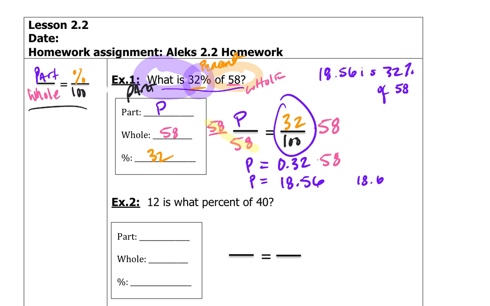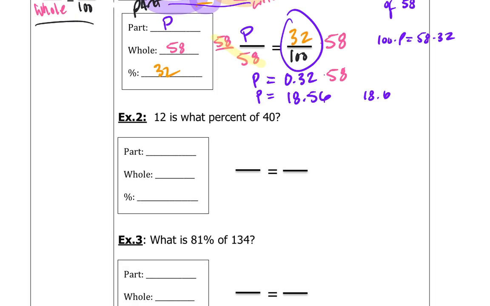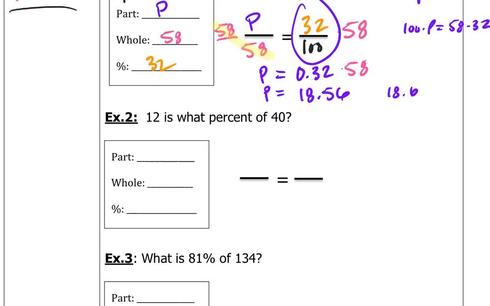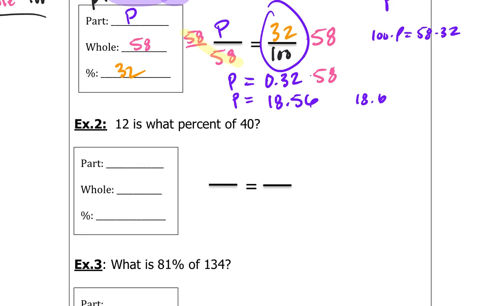You could have done the cross product equation. You could have said 100 times P equals 58 times 32. And if that's the easiest way for you to do it, go ahead, do that. Okay? Let's do it that way, this one. But remember, this is probably the one where we need to do it. Okay, so here we go.